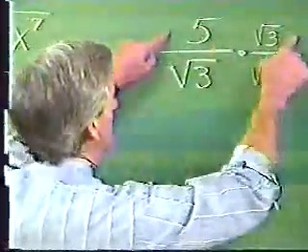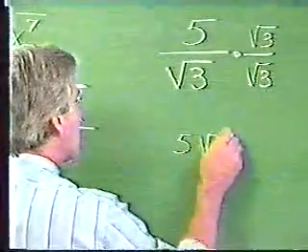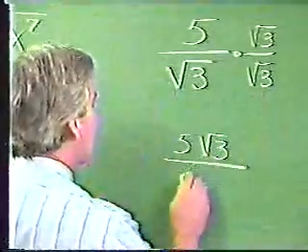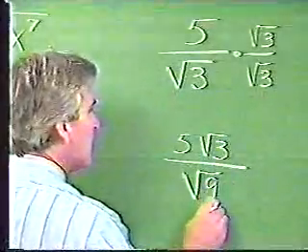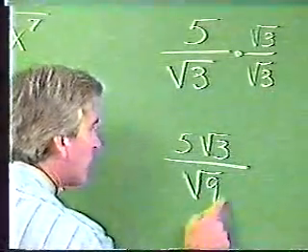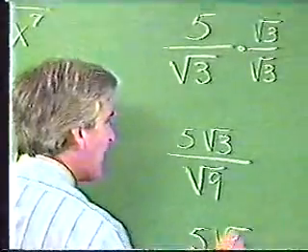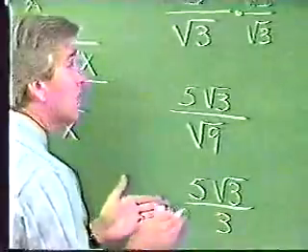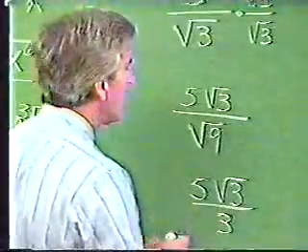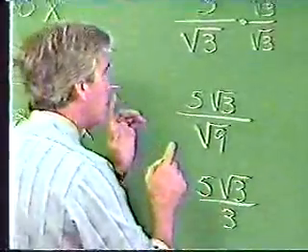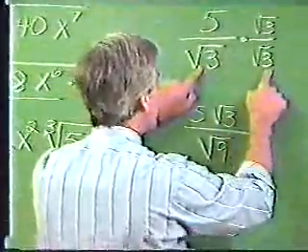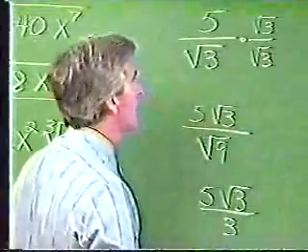Now notice, in the numerator we have 5, the square root of 3. In the denominator, the square root of 3 times the square root of 3 is the square root of 9. So we can take the square root of 9, and our answer becomes 5 root 3 over 3. We have rationalized the denominator here. Now there is some thinking that we always will multiply by the same radical that we see here. That's not always the case.